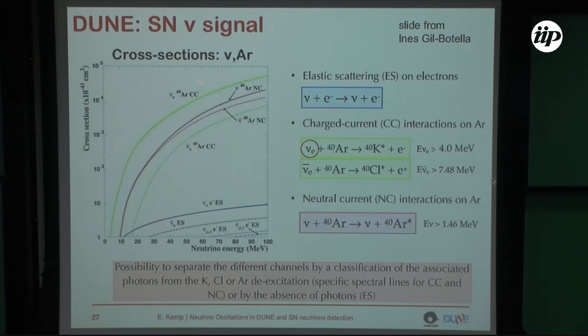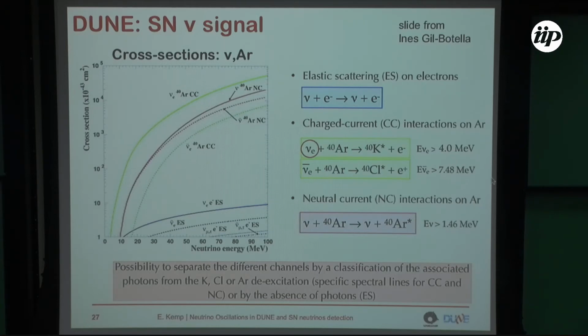So for DUNE there will be plenty of liquid argon, and then cross-sections are a very important issue for us. And here you can see a plot of the cross-sections in terms of the neutrino energy, and we have different channels: elastic scattering over electrons, and charged current interactions, that means the absorption of neutrinos by the argon nuclei, producing potassium or chlorine with the emission of the respective lepton, electron or positron.